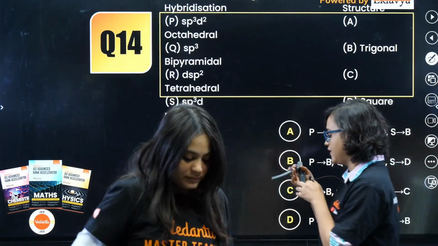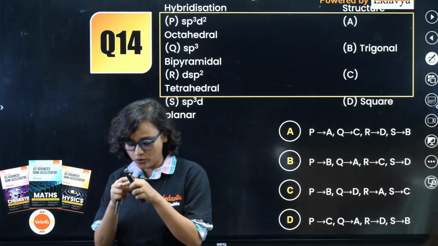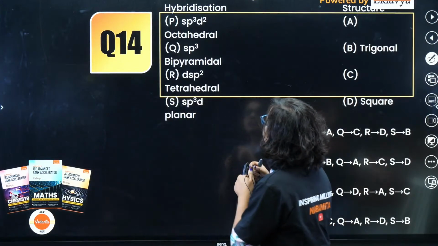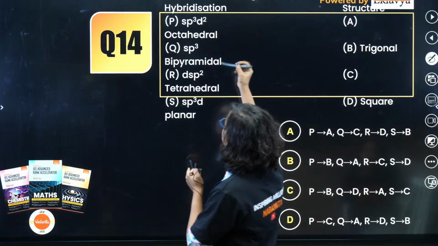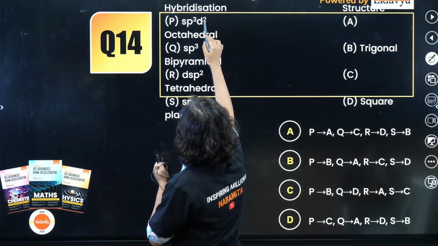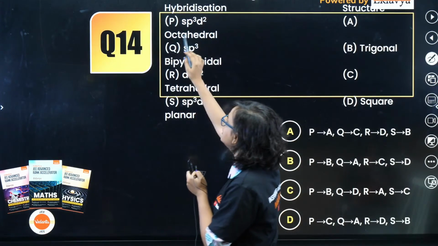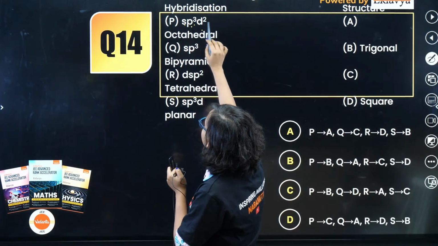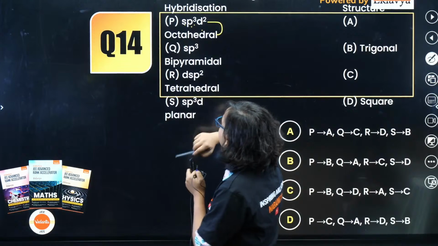And guys, this is a very easy question. I suppose you all know this answer, and I really hope that you got it correct, because let's check it out. sp3d2, everybody. How many orbitals are being used here? 6, right? 1, 2, 3, 4, 5, 6. So it has to be octahedral, right?